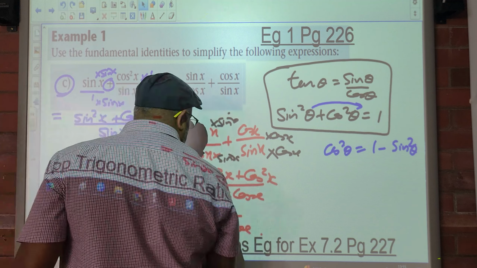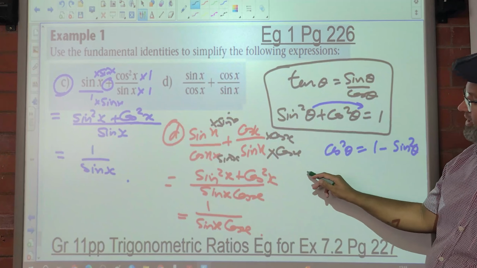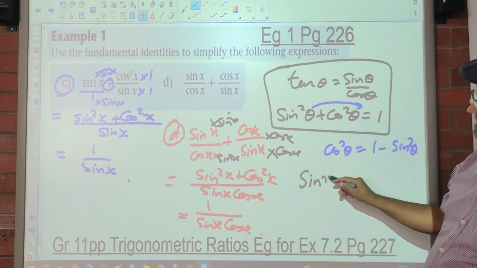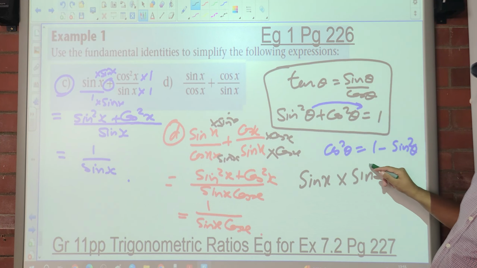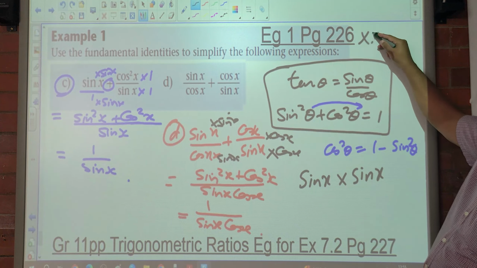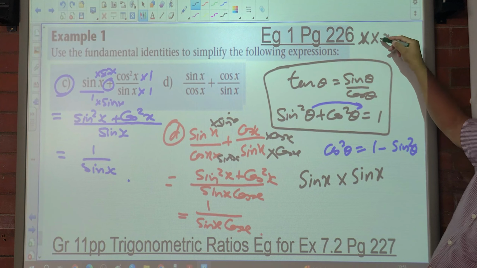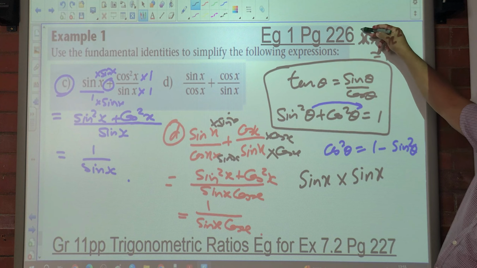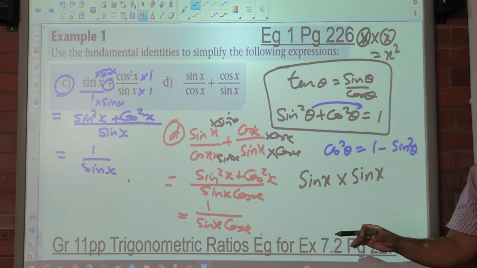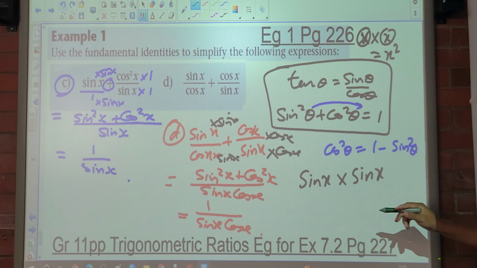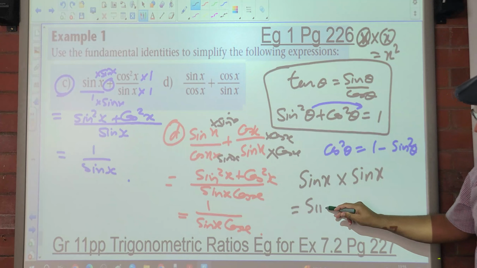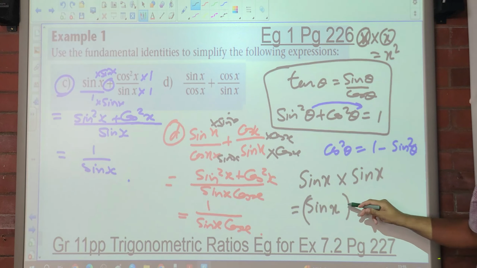Okay, the reason why it becomes square is because if you look at sine x times sine x, what is x times x? That is x squared. No? Now in x's place we have a sine x. Imagine that now in x's place. So in other words, that's going to be sine x squared.